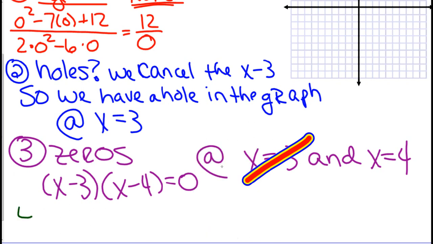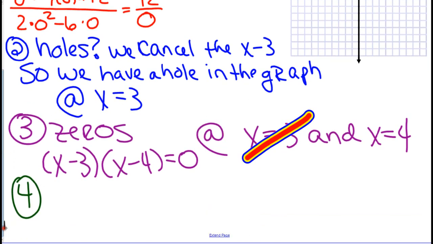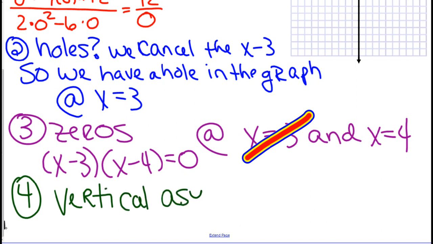The next round, step number 4. Let's go with the green. Step number 4, vertical asymptotes, right? Vertical asymptotes.